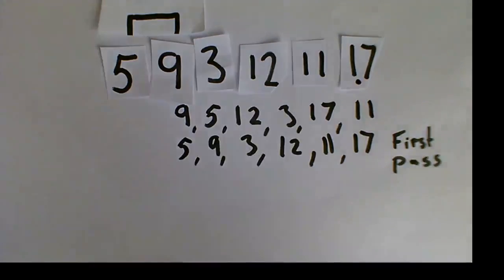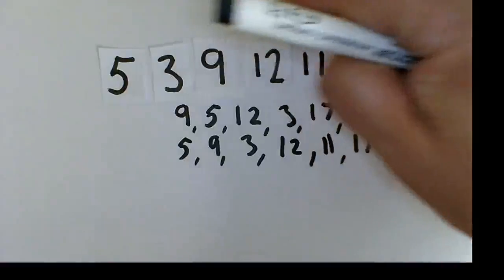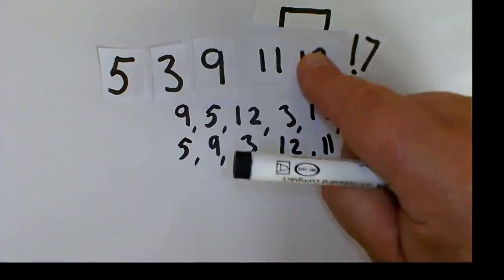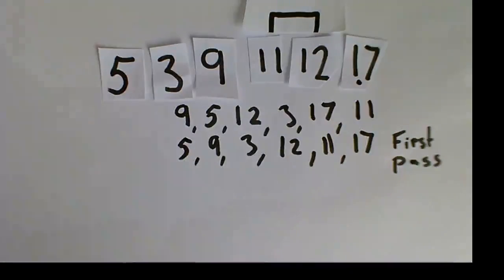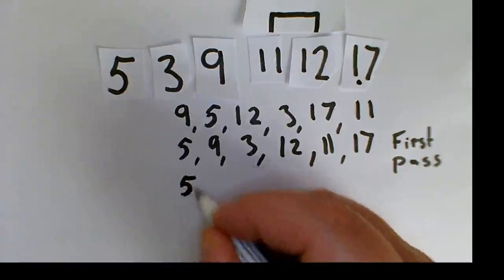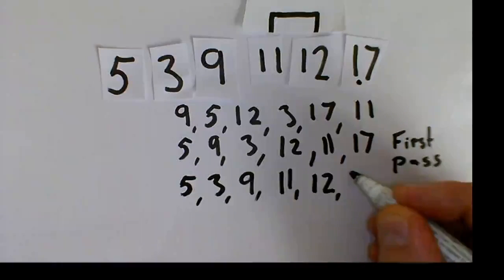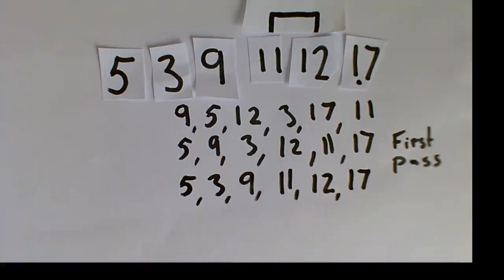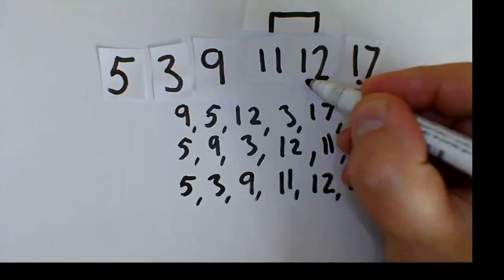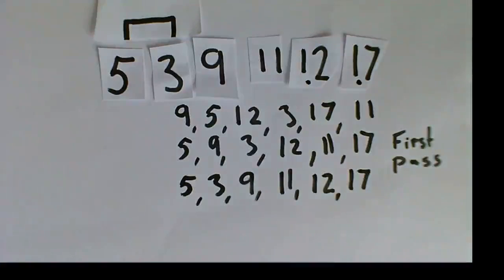Right, let's go through the second pass. 5 and 9, correct order, don't do anything. 9 and 3, we need to swap those. They're in the wrong order. 9 and 12, correct order. 12 and 11, wrong order. And I stop at that point. So I'm doing slightly fewer calculations, slightly fewer comparisons. This is called the second pass. 5, 3, 9, 11, 12 and 17 is the second pass. Just notice that the 12 now will have bubbled to the top. That's in the correct position. So when we come to do the next pass, we don't need to do it.